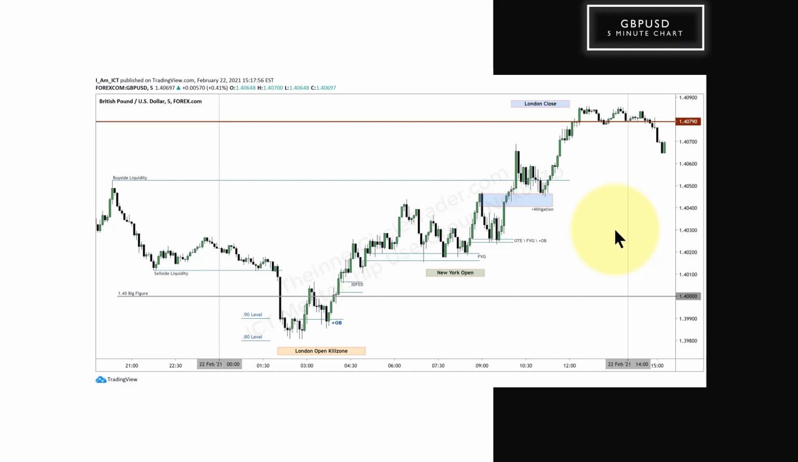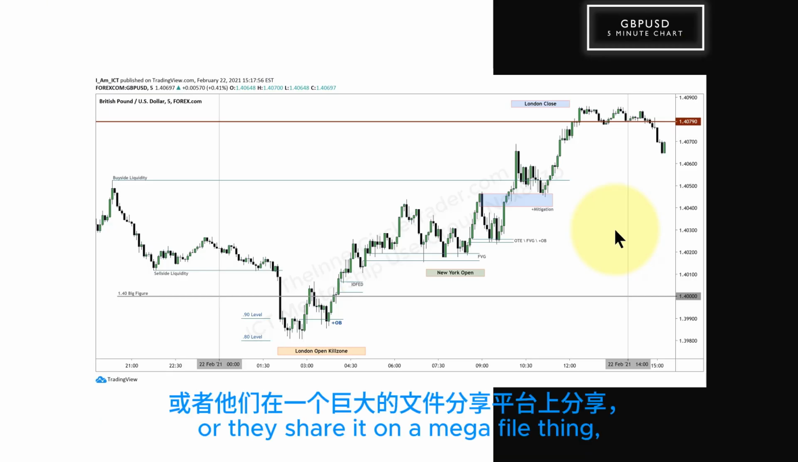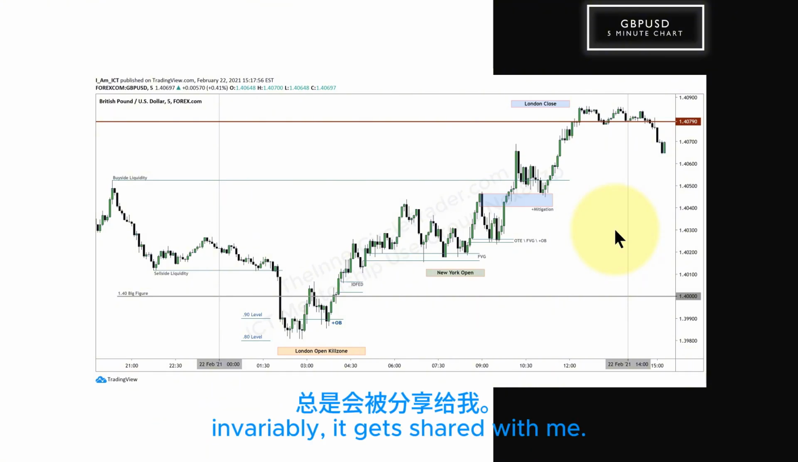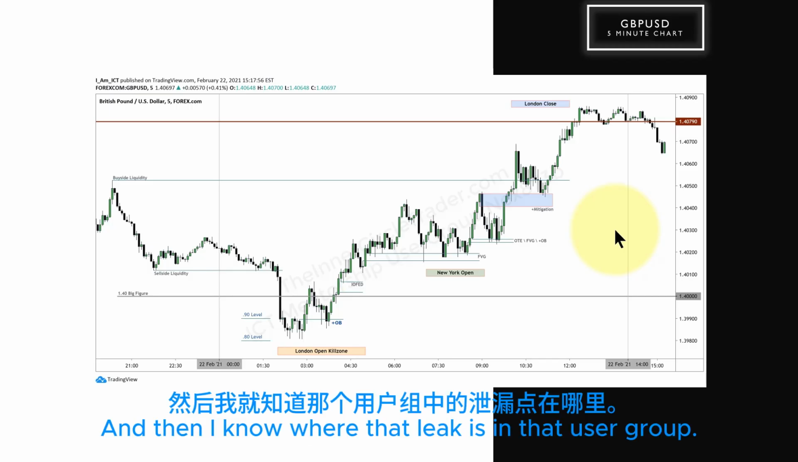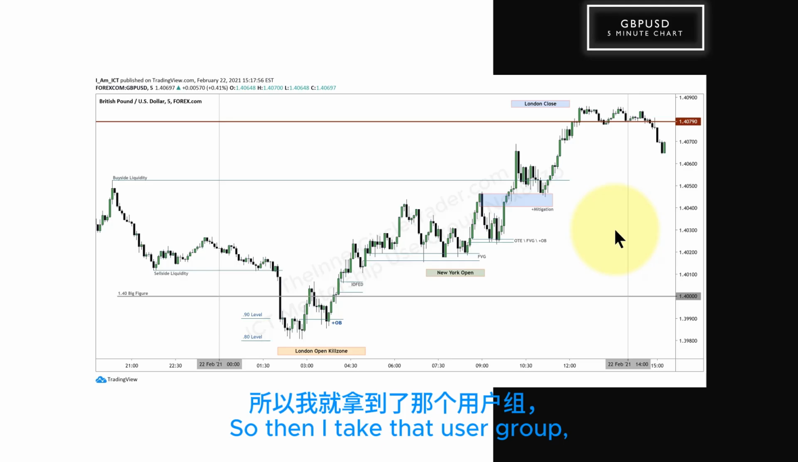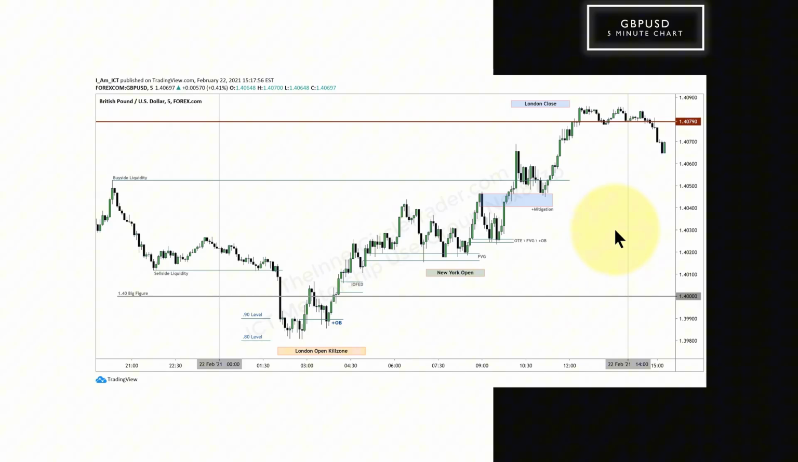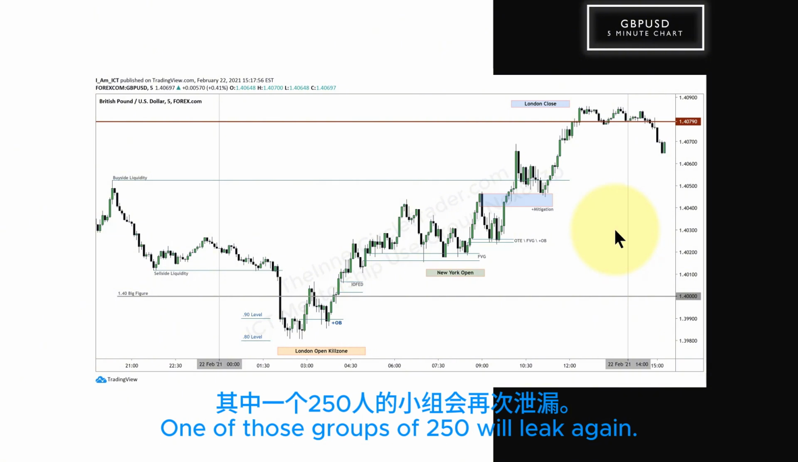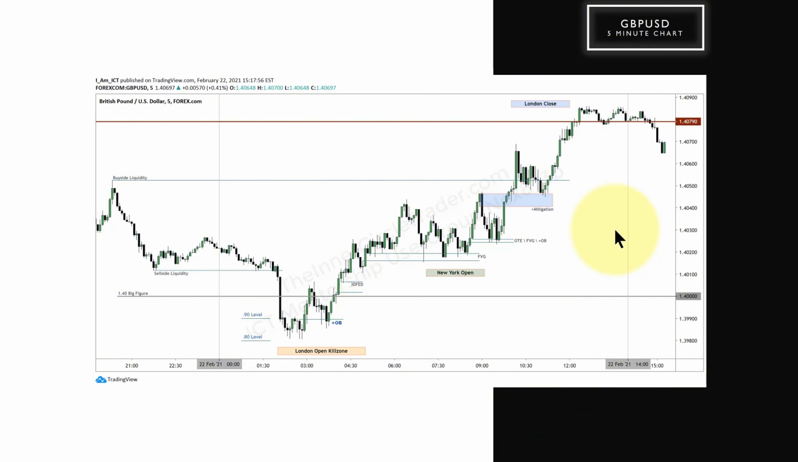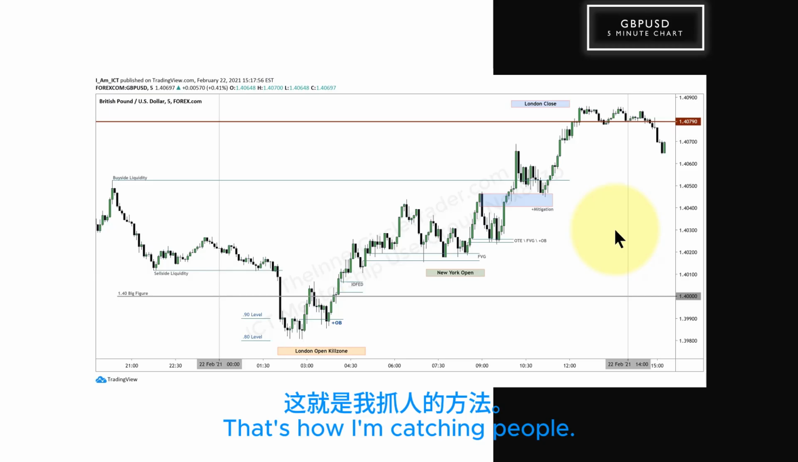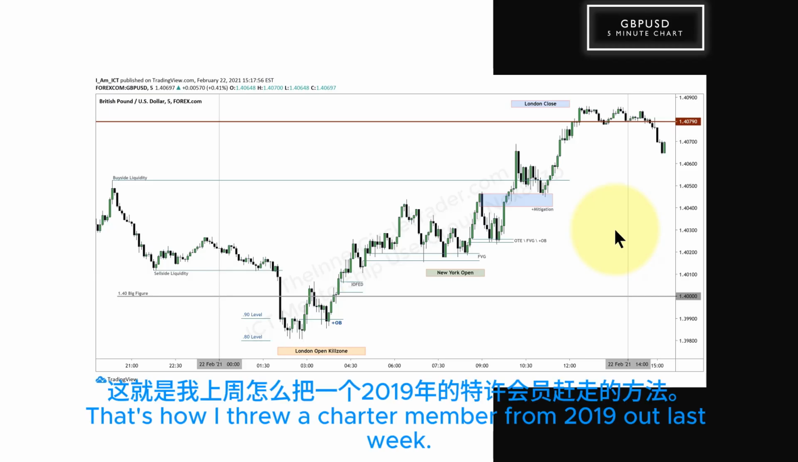All these lessons have a watermark. They have your user group in them. So that way when someone puts a video out on Telegram, or they put their video out on Discord, or they share it on a mega file thing, or Google Drive, invariably it gets shared with me. And then I know where that leak is in that user group. So then I take that user group and I take it from 1,000 members down to 4 groups of 250. And then I wait for that new group. One of those groups of 250 will leak again. And then my attention goes to that 250. And then I'll break that 250 down into 5 groups of 50. You see where I'm going with this? That's how I'm catching people. That's how I threw a charter member from 2019 out last week.